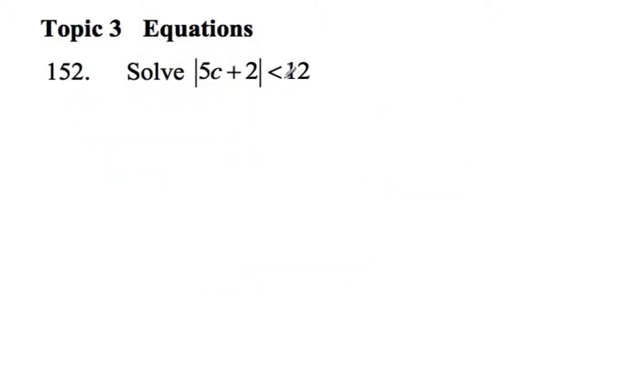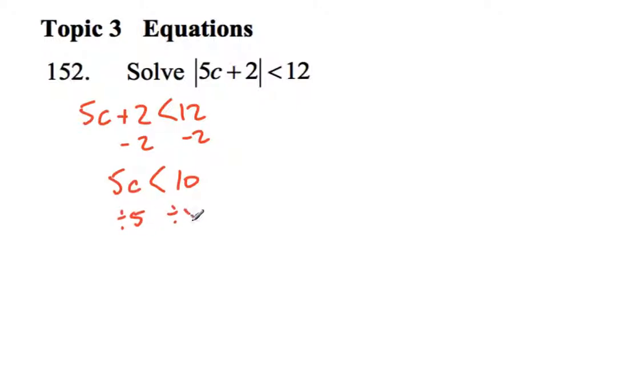Okay, same thing here. We'll just see if we need to do anything fancy here. It usually works out to be pretty much the same as equal signs, but once again we'll process the whole thing as if the absolute value sign never existed. Minus 2 to start solving this. 5c is less than 10. Divide by 5, c is less than 2.